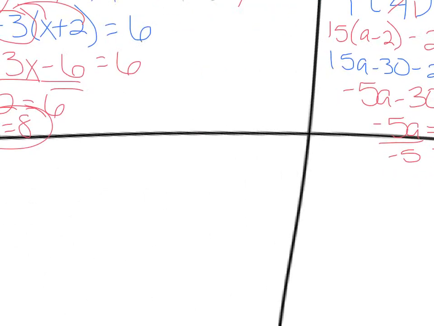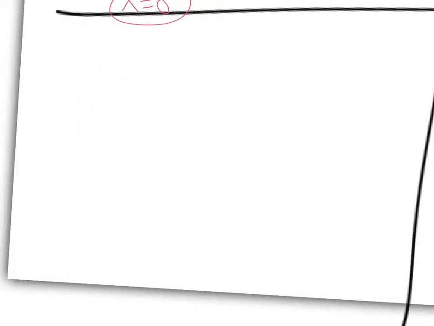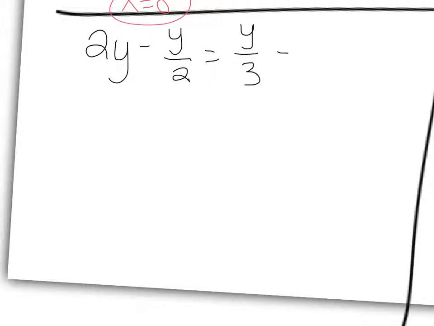Okay, we'll do one more of these, and then I have one word problem for you, and then I'll let you get started on your homework. So, one more of these ones. Let's do 2y minus y over 2 equals y over 3 minus 7.